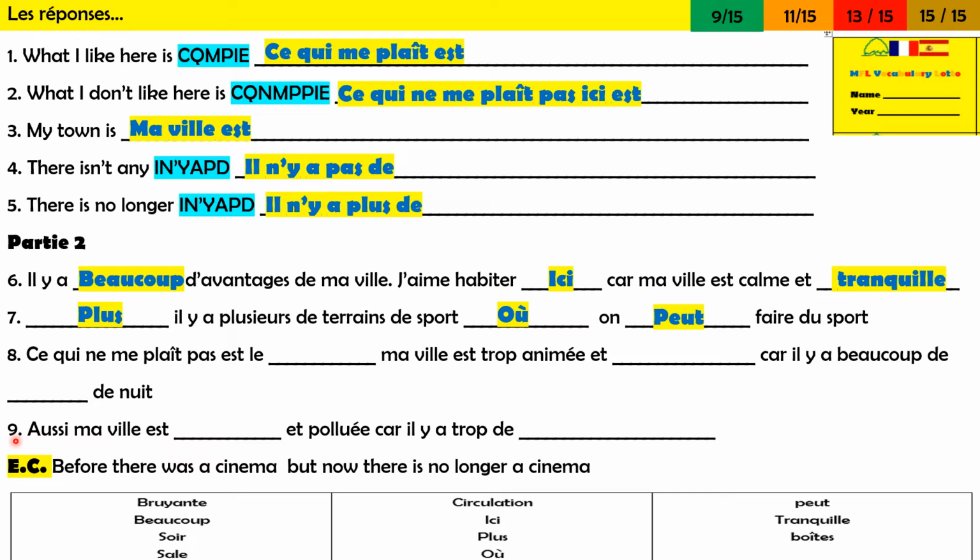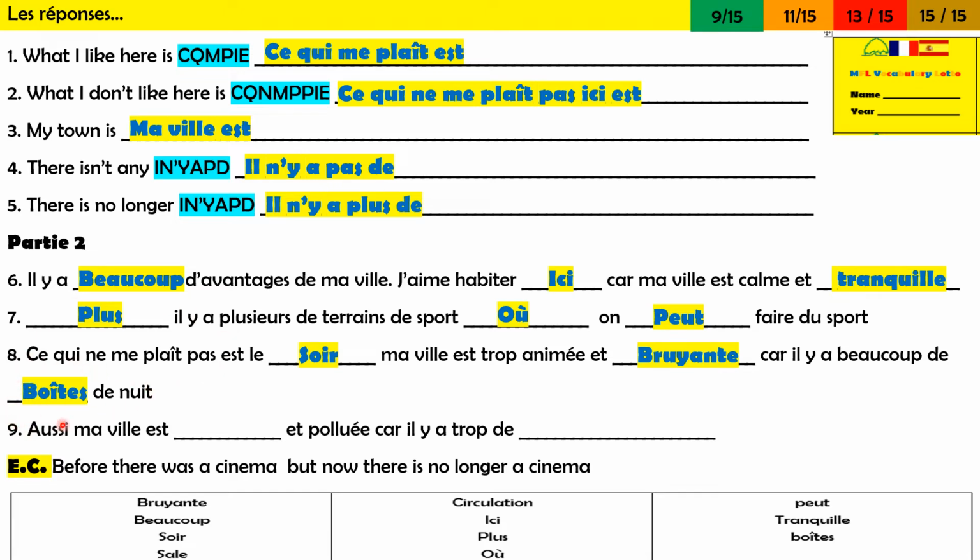Donc, numéro 8. Ce qui ne me plaît pas est le soir, ma ville est trop animée et bruyante, car il y a beaucoup de boîtes de nuit. Right, this is a really tough phrase. It's a beautiful one if you used it in your writing exam. It says, what I don't like is in the evening my town is too lively and noisy because there's too many nightclubs. You literally call a nightclub in French a box of the night, because it's a box where you go and party all night.